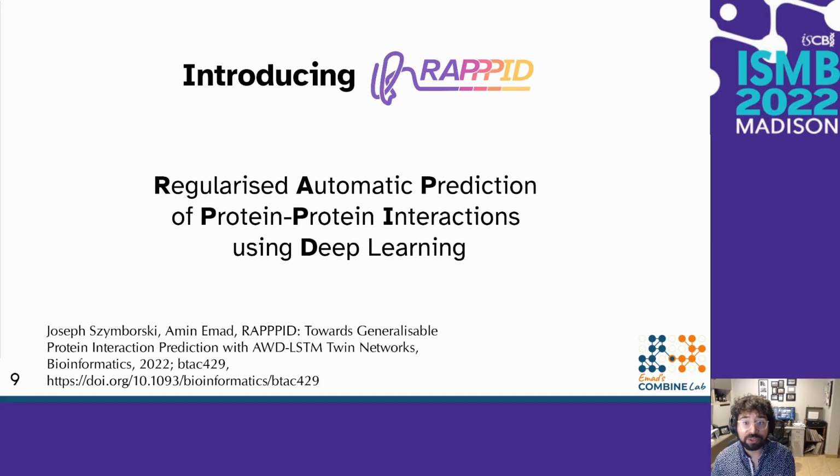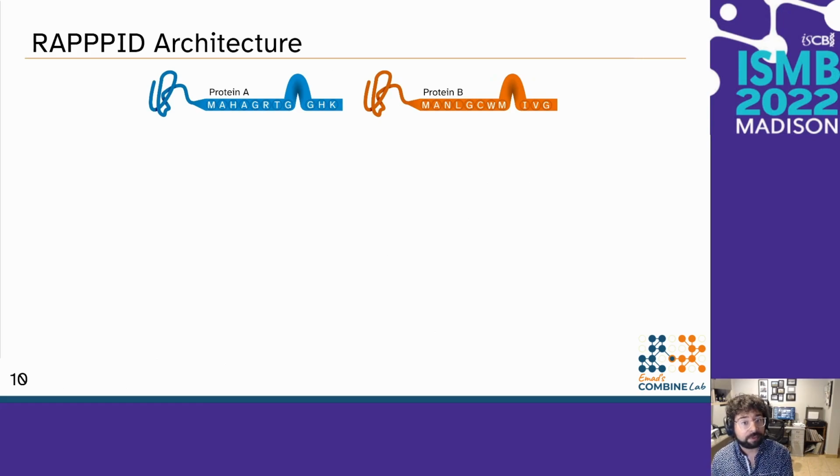This is where we'd like to introduce RAPPPID, a method for the regularized automatic prediction of protein-protein interactions using deep learning, which was recently published in Oxford Bioinformatics. From the outset, the setup for RAPPPID's architecture isn't very different from many other deep learning methods for PPI prediction. We first begin with the amino acid sequence of proteins whose interaction we wish to predict.